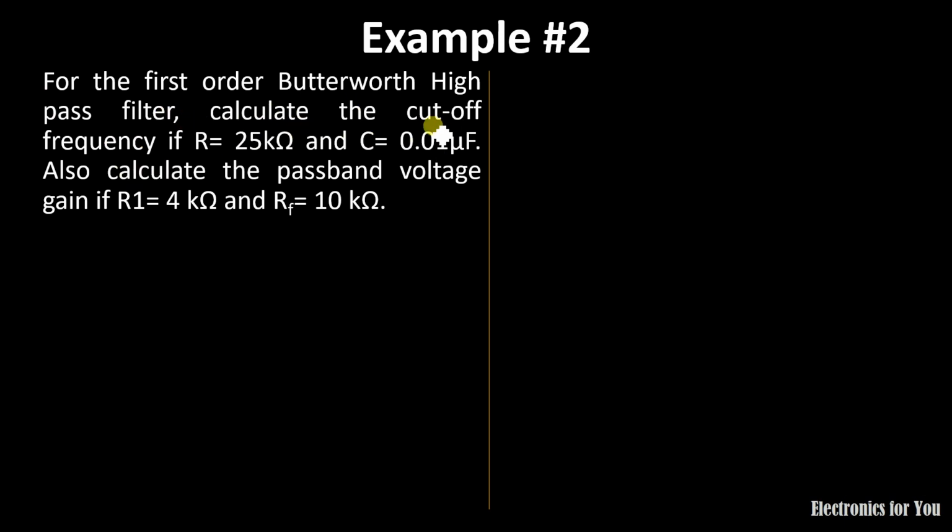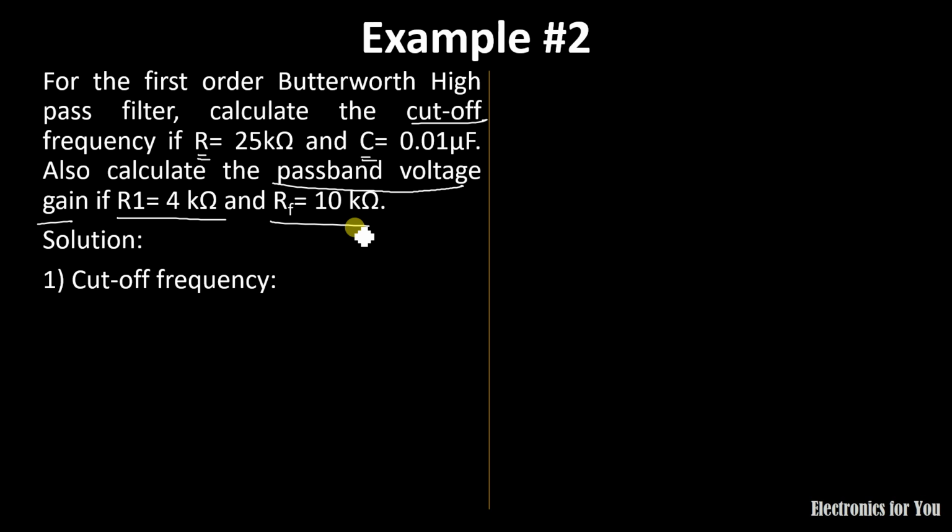Now the next example: for the first order Butterworth high pass filter, calculate the cutoff frequency. The values of R and C are already given. Also we have to calculate the passband voltage gain, if R1 and Rf are given. So we just have to put the values if we know the formula. To calculate the cutoff frequency, we use the formula Fc equals 1 upon 2 pi RC.